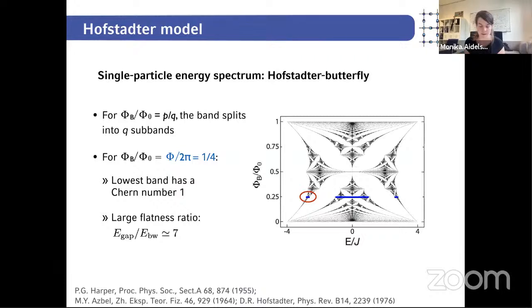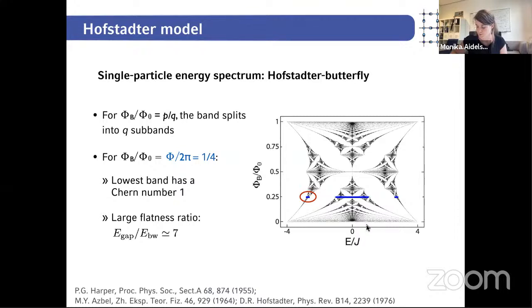And actually the Landau level limit, the continuum limit, is recovered if you go to low values of the magnetic field. So actually down here in the Hofstadter butterfly, where the value of the flux is very low, this is where you would recover the limit of Landau levels.